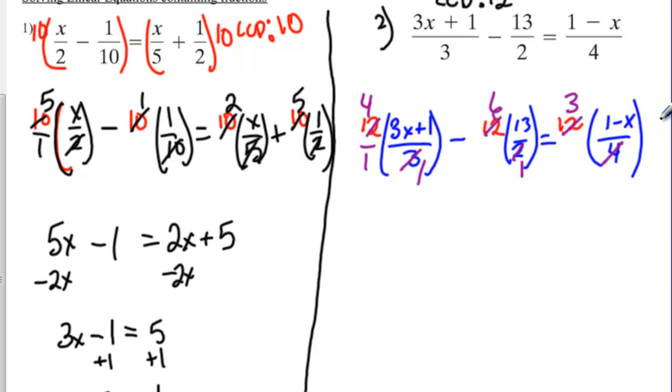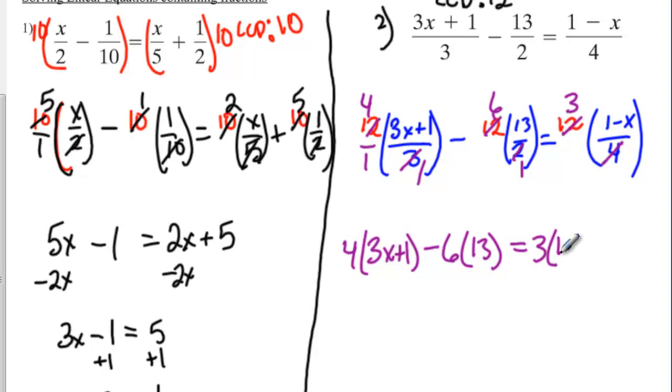So now I'm going to rewrite this. I'm going to take one extra step because this is 4 times 3x plus 1 minus 6 times 13 equals 3 times 1 minus x. Is that okay? Okay. All right, so now we're back to kind of what we're used to. So now we're going to go ahead and distribute across the parentheses. So 12x plus 4 minus 78, is that right?